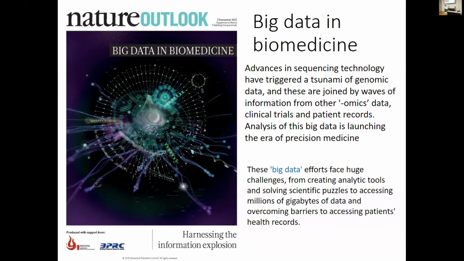So these big data efforts face huge challenges, of course, from creating analytical tools and solving scientific puzzles to accessing millions of gigabytes of data and overcoming barriers to access patients' records. There are a lot of ethics and privacy barriers here as well. So we have a very general audience today, and I would like to go through important bits of this sentence.